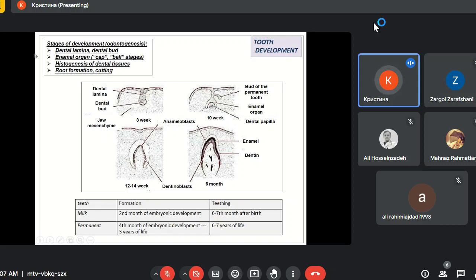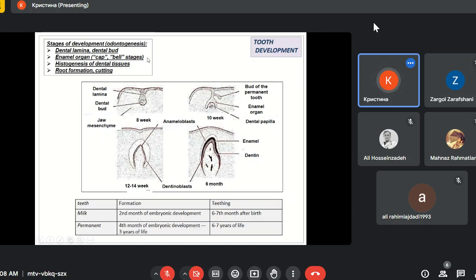Here you see the stages of development. They have their specific names. So the first stage is called dental lamina, then the dental bud develops from the dental lamina. Here you can see the oral epithelium. It proliferates and invaginates, goes down into the underlying mesenchyme to form first the dental lamina and then the thickening on the dental lamina, which is called the dental bud.